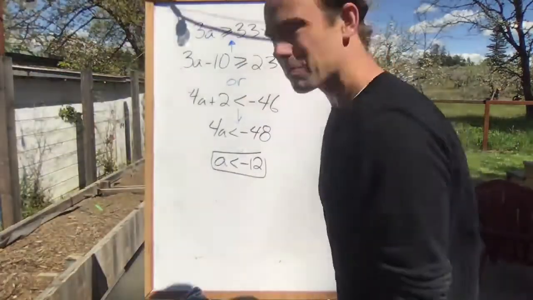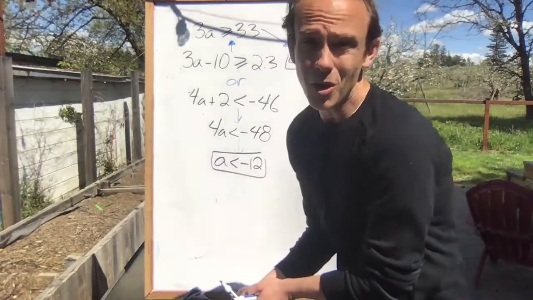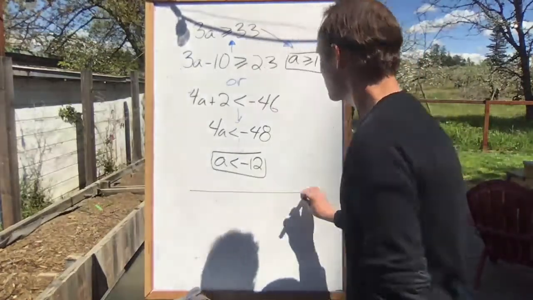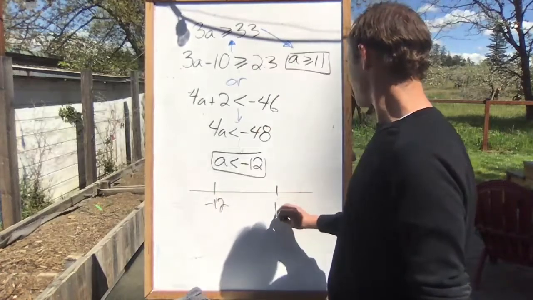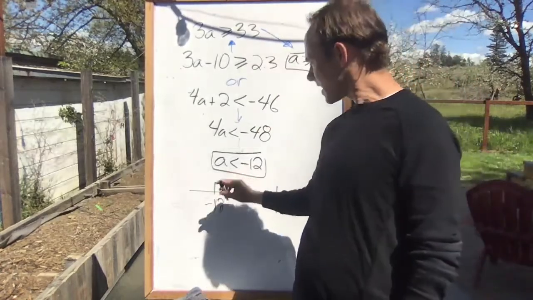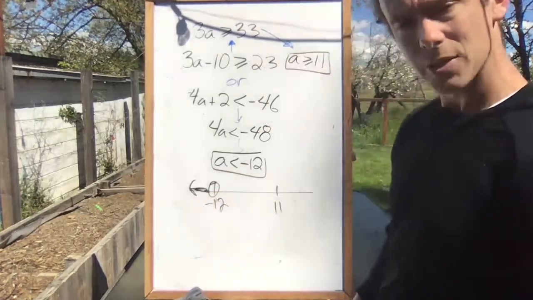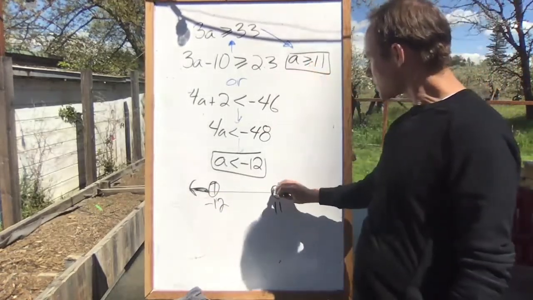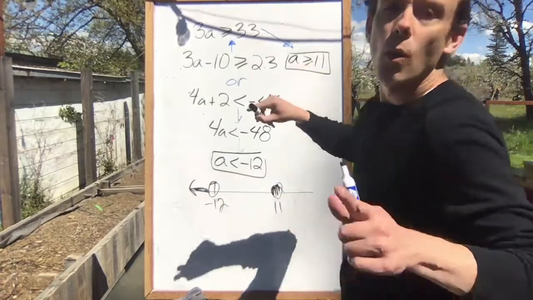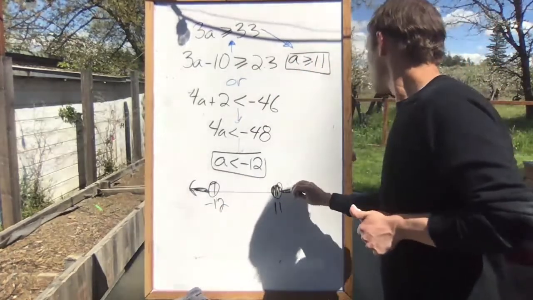Now, the purpose of graphing is that there are so many answers, and we need to represent them all graphically. Okay, so negative 12, 11. Now, negative 12 is not actually an answer because it's got to be less than it. So you've got to arrow that direction. And 11 is one possible solution because it's greater than or equal to 11. Now we're going bigger than.